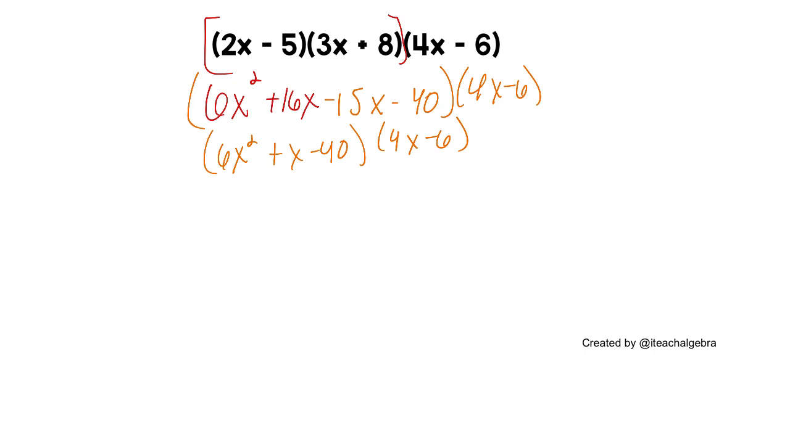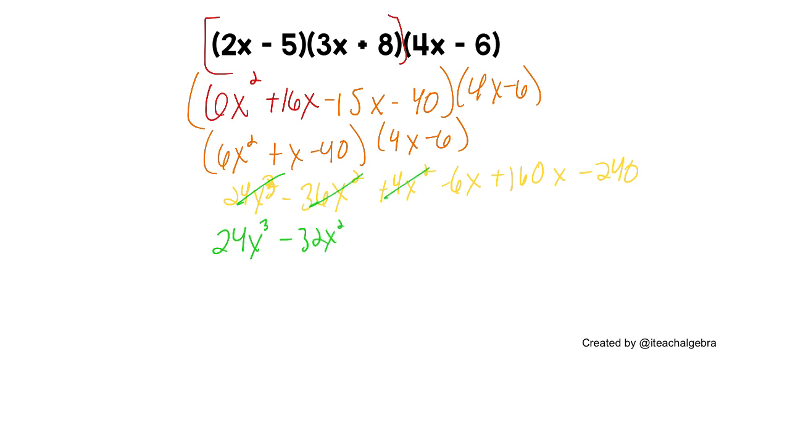So 24, nope, just kidding, 24x squared minus 36x, that's x cubed, x squared plus 4x squared minus 6x plus 160x minus 240. Combine like terms. Only one 24x to the third power. Negative 36x squared plus 4x squared is minus 32x squared. Those are gone. Minus 6x plus 160x is plus 154x. Minus 240 stays.